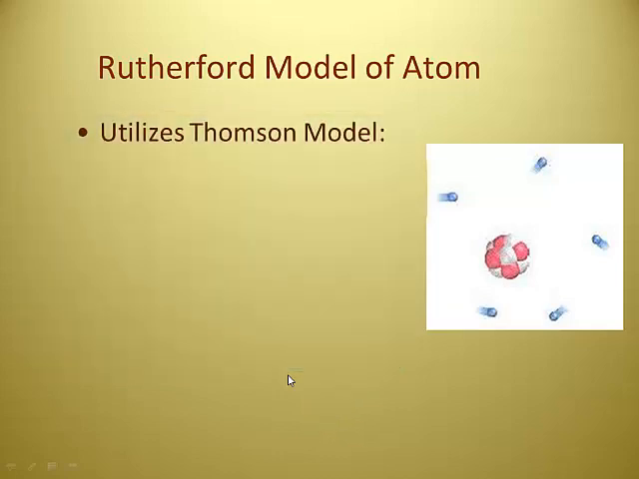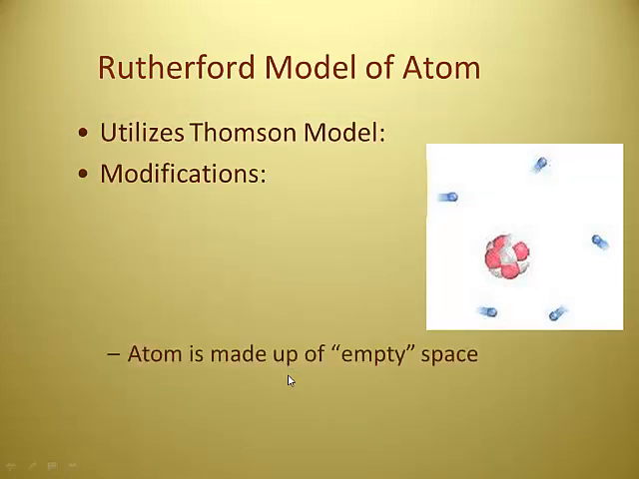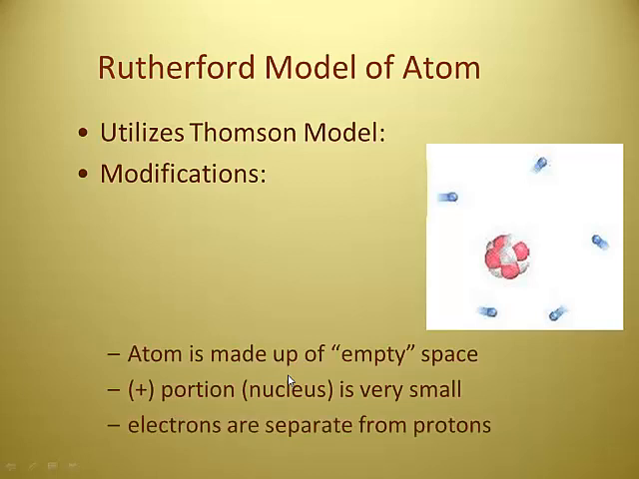So this utilizes the Thomson model. There's some modifications here. The atom is now mostly empty space. The positive nucleus is extremely small, and the electrons are separated from the protons. So we don't have any corpuscles inside of pudding anymore. We don't have any electrons inside of pudding. So Thomson's model is gone. It's been usurped by his student, Rutherford.